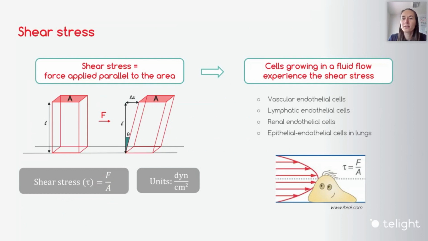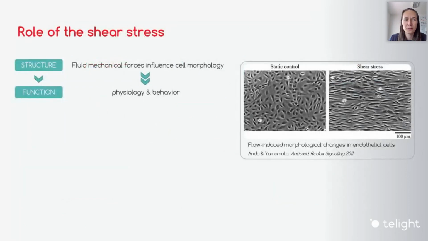And what is so different if the cell grows in a fluid flow and experiences these mechanical forces? So the shear stress has an important role in the cell structure, in the cell morphology, which affects, of course, the physiology and behavior of such cells. So you can see here on the image a comparison of cells and their morphology, if they are cultivated under static conditions or under fluid conditions.